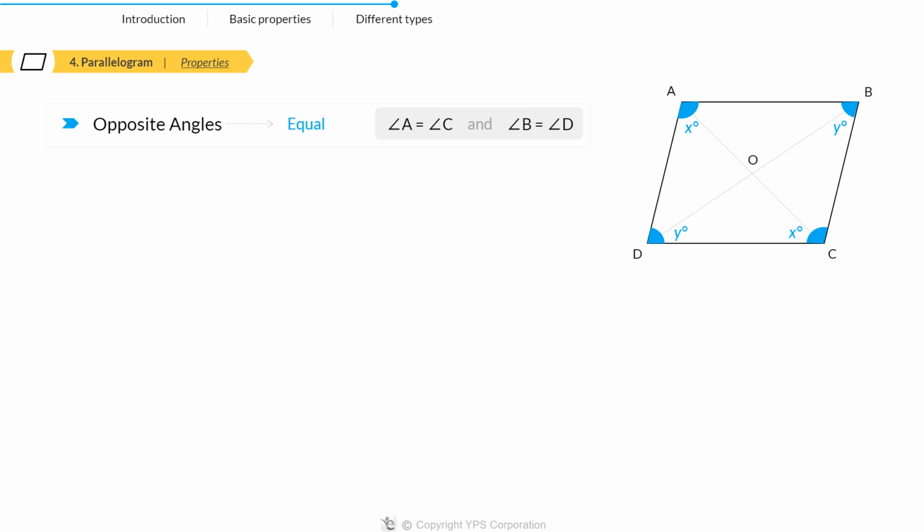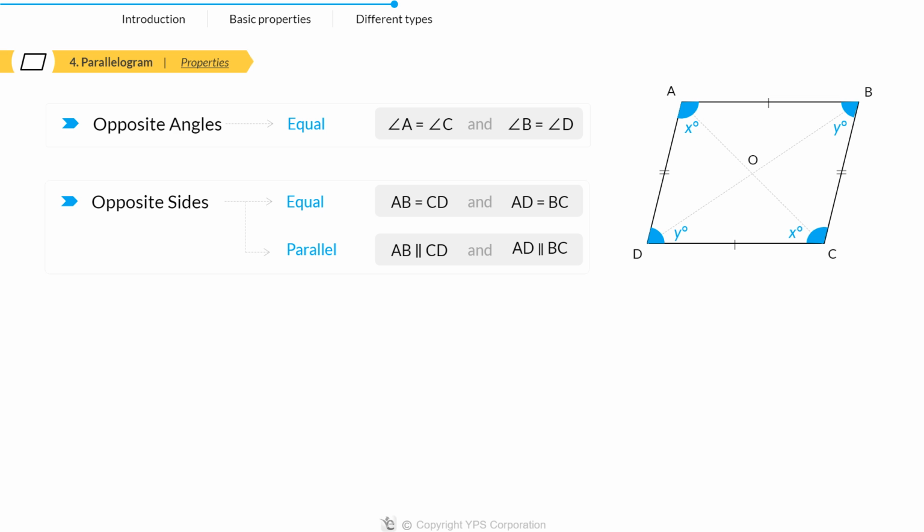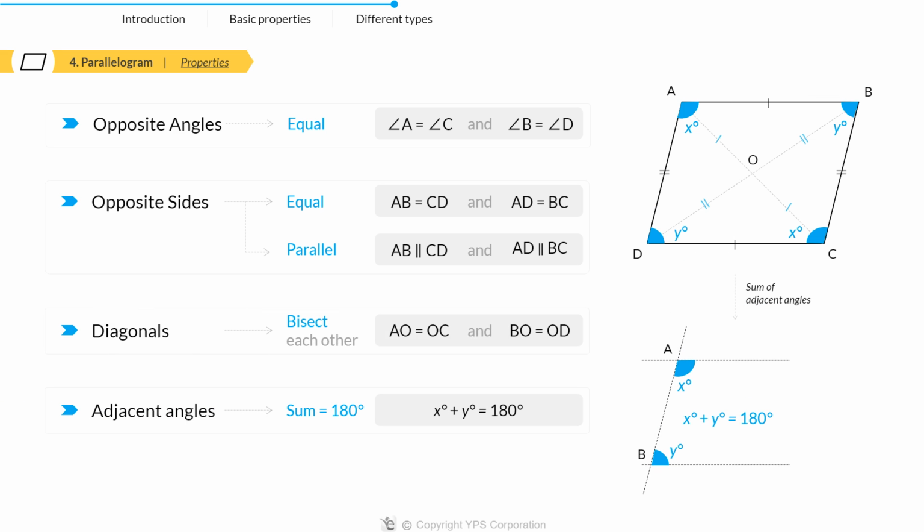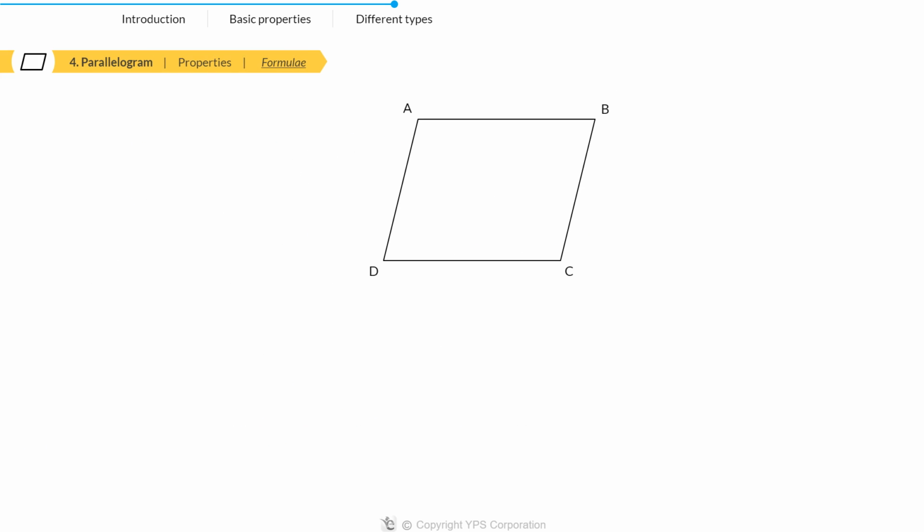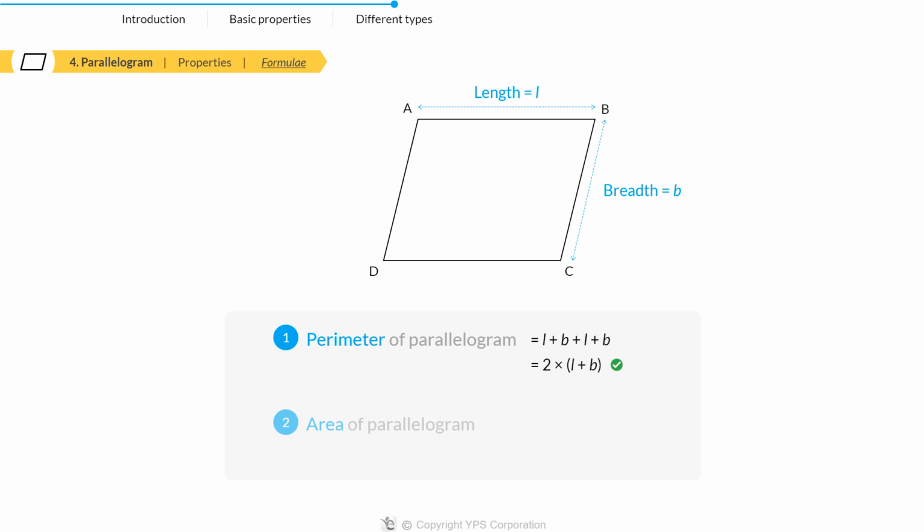Let's move on to the properties of a parallelogram. It has four properties. Opposite angles are equal. Opposite sides are equal and parallel. Diagonals bisect each other. And sum of any two adjacent angles is 180 degrees. If we want to calculate the area and perimeter of a parallelogram, then perimeter of a parallelogram equals 2 into (length plus breadth). And area of a parallelogram equals length into height.